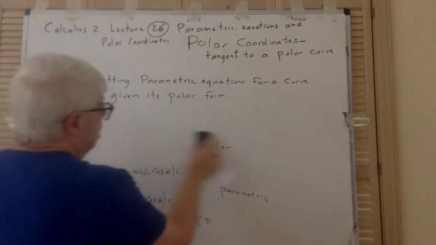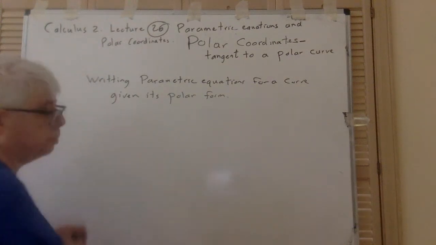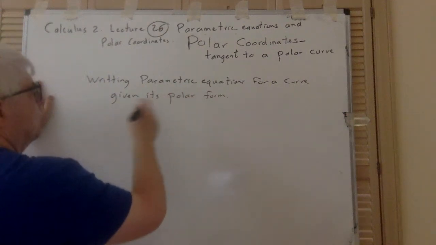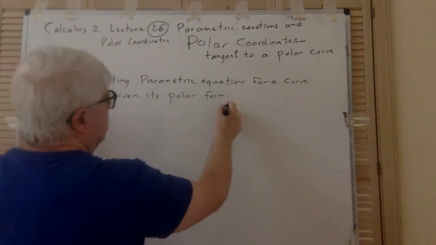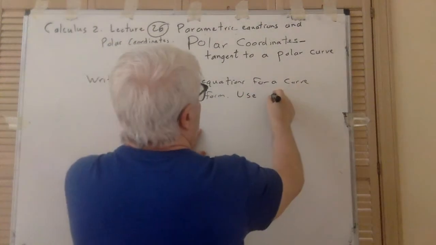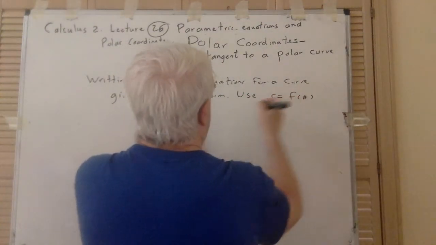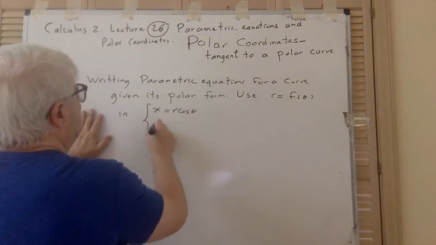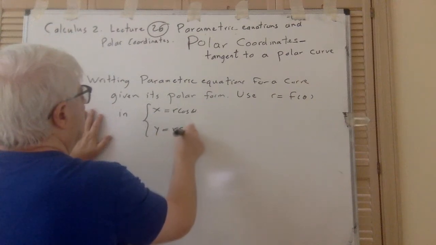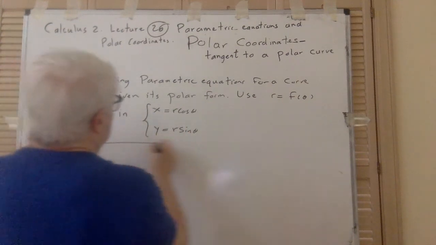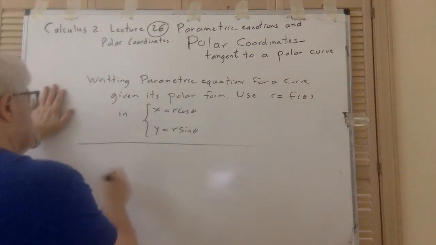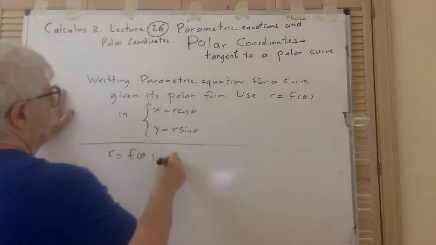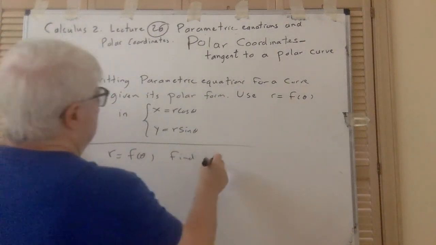So writing a parametric equation for a curve given its polar form is very simple. Use r equals f(theta) in x equals r cosine theta and y equals r sine theta. So if I have r equals f(theta), now let's find a formula for the tangent line.